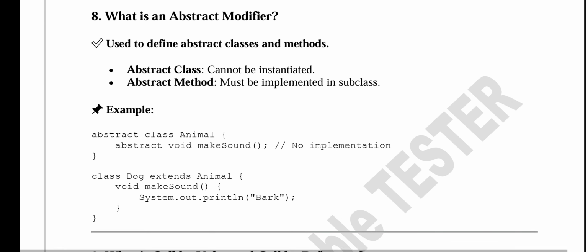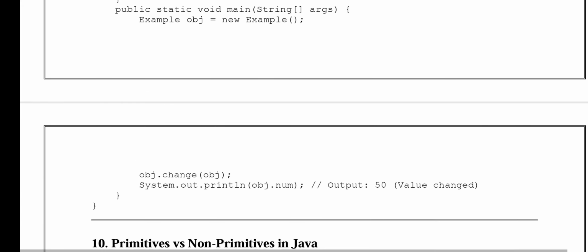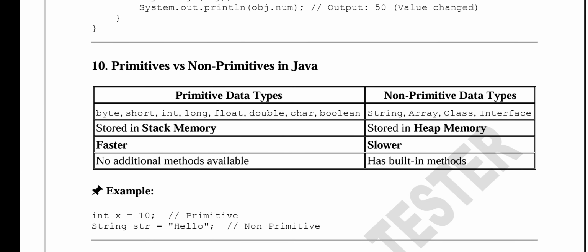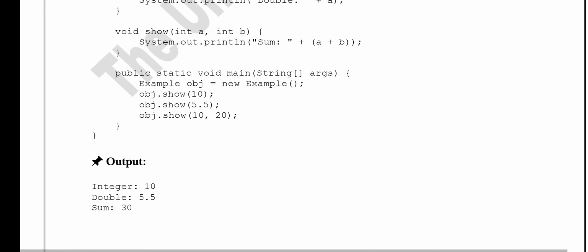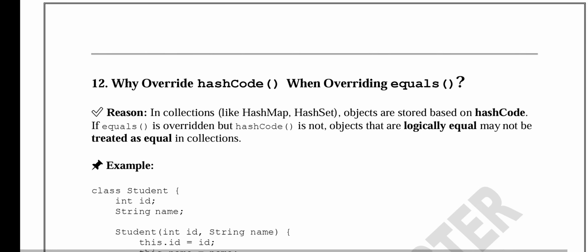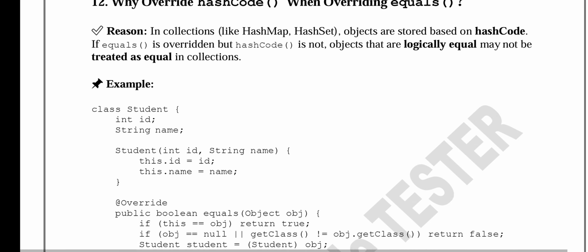What is an abstract modifier? What is call by value and call by reference? What are the primitive and non-primitive types in Java? What is method overloading? Give an example. Why override hash code when overriding equals method?